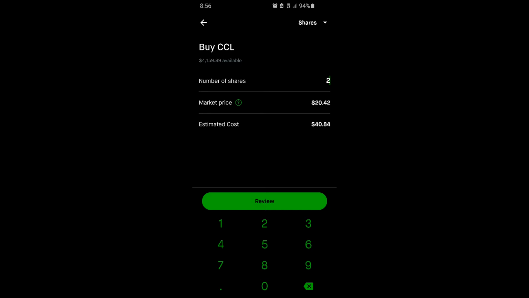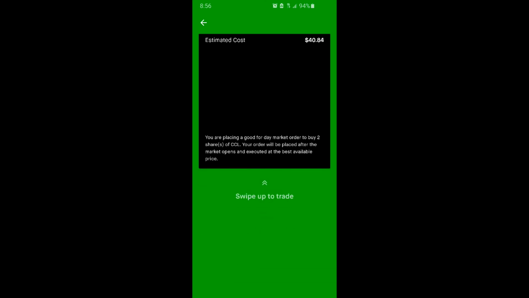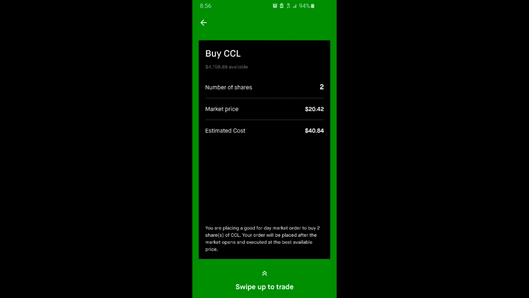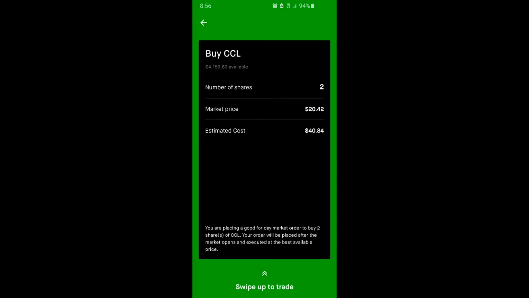But normally this market price would change as the hours and minutes go by, and keep up with the updated price. And so whenever you do it this way, if I wanted my 2 shares and the market price is at 20.42 and I hit review, it'll just make me confirm it, so I'd swipe up to confirm it, then I would get it at whatever the market price is whenever I finish swiping up like this. So it might be 20.42 right now, but by the time I swipe it up, it could be at 20.50 or something like that, and then I'll buy it at that price.